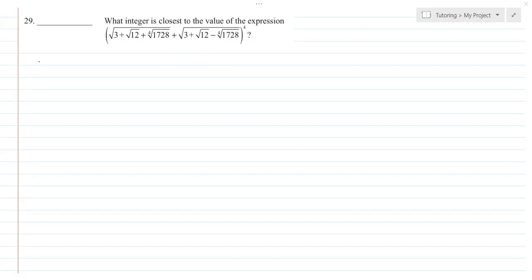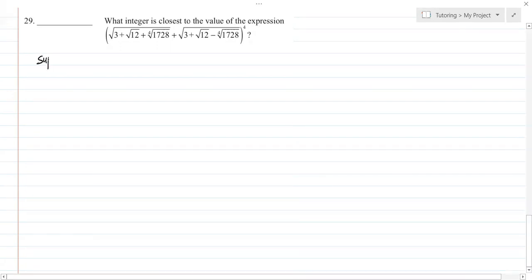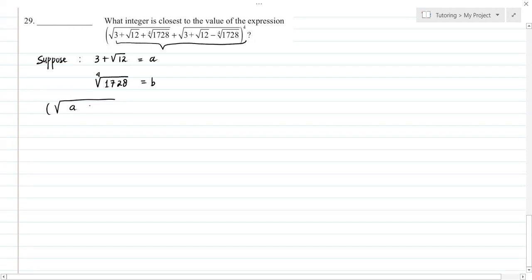To solve this problem, first of all, suppose the value of 3 plus square root of 12 equals A. And also, I write the quartic root of 1728 equals B. So now we can write the other term of this expression as root of A plus B plus root of A minus B, over 4.